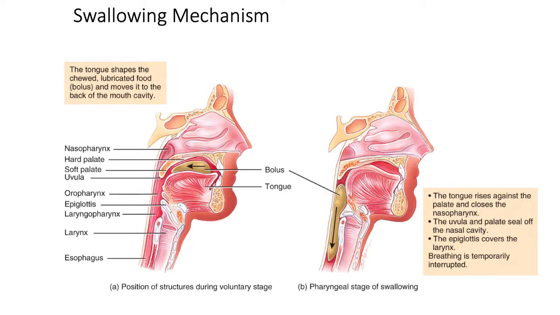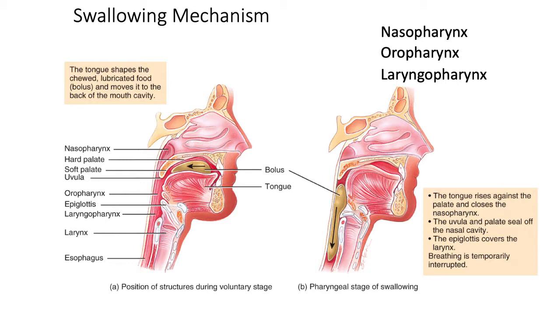The mouth and nasal cavity lead to the pharynx, a hollow space at the back of the throat. This space is shared by the digestive and respiratory system. The pharynx can be subdivided into three spaces. The space posterior to the nasal cavity is called the nasopharynx. The space posterior to the oral cavity is called the oropharynx. And the space posterior to the larynx, or voice box, is the laryngopharynx. We'll talk more about the laryngopharynx in the respiratory system.